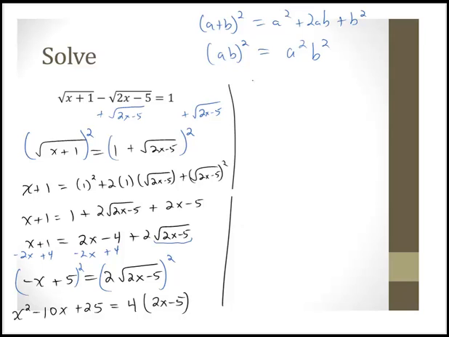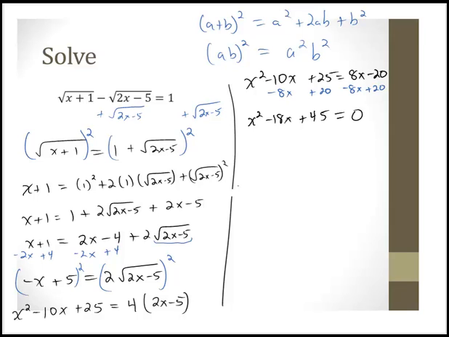Simplifying the right-hand side gives x squared minus 10x plus 25 is equal to 8x minus 20. And so now I see this is quadratic. Let's get it to a standard form. I'll subtract 8x from both sides, and I'll add 20 to both sides. So then x squared minus 18x plus 45 is equal to 0.